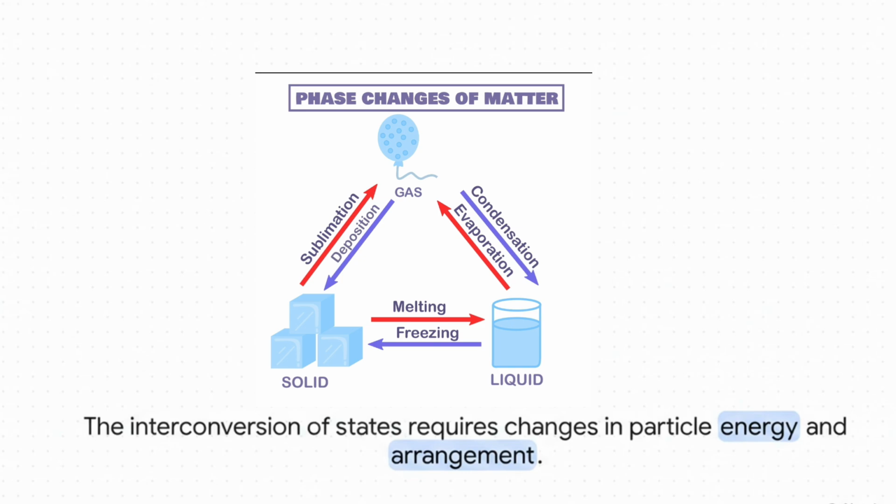When a solid turns to a liquid, we call it melting. When a liquid turns to a gas, that's boiling or evaporation. And it works the other way too. Gas to liquid is condensation, and liquid back to solid is freezing. Every single one of these changes is just about particles either gaining enough energy to break free or losing enough energy to get locked in place.